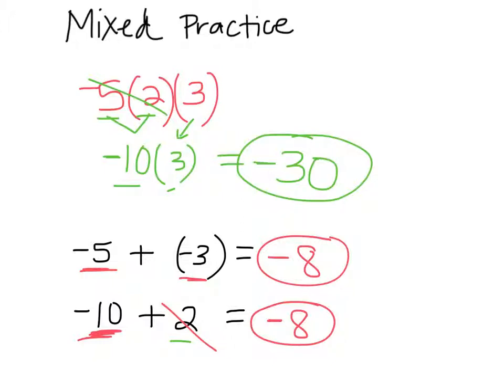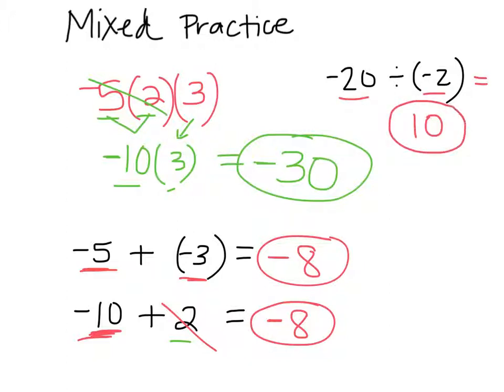Okay, let's try another dividing one. How about negative 20 divided by negative 2. I know 20 divided by 2 is 10, and then a negative divided by a negative is always a positive, so my answer is 10.